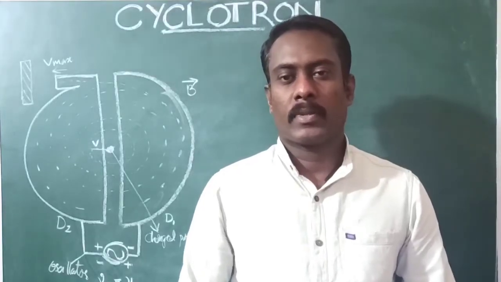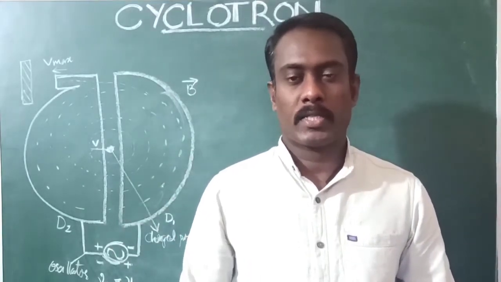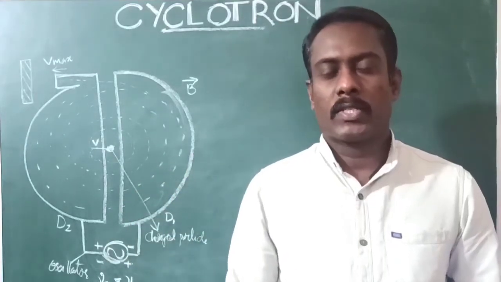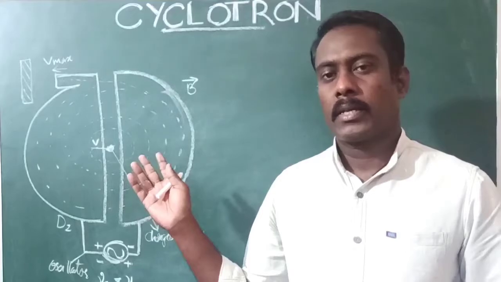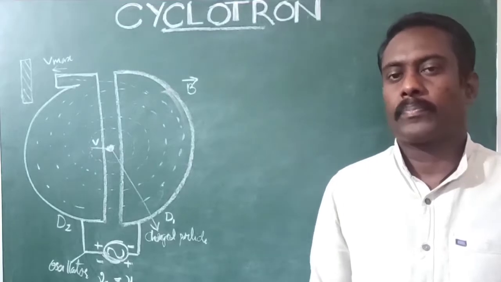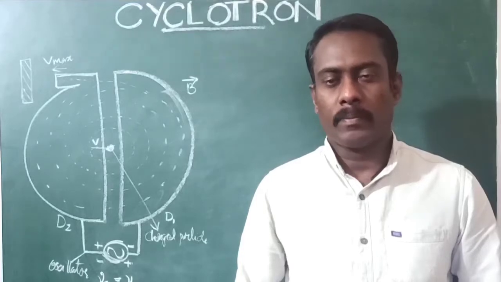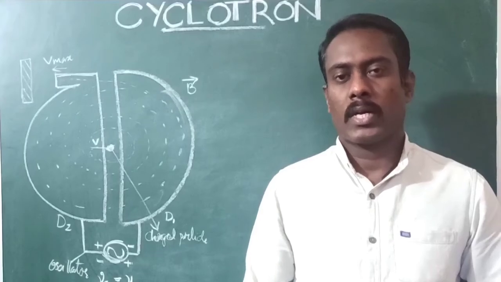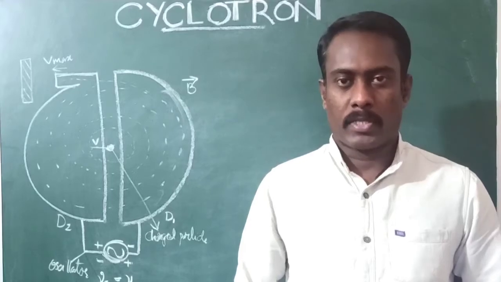Today we are going to discuss a device that is normally used to accelerate charged particles, and the device is known as the cyclotron. This device works on the principle that when a charged particle enters a magnetic field applied perpendicularly, the speed of the particle increases continuously, and those accelerated charged particles can be used for various experiments.